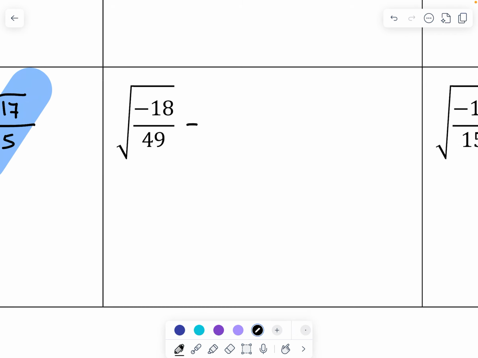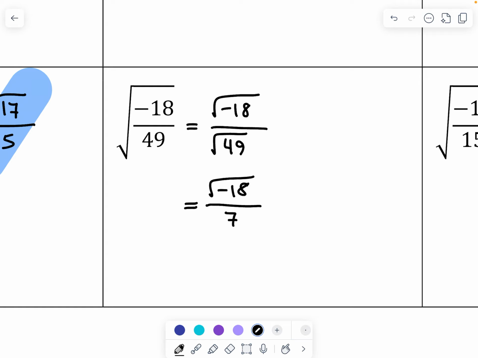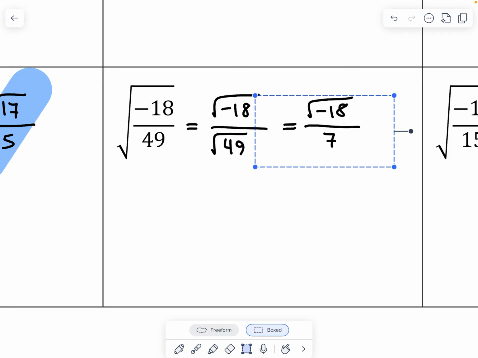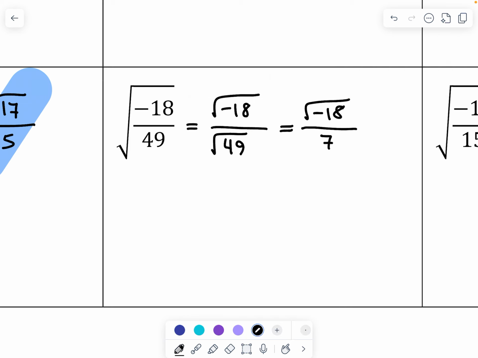Here we go. We have root -18 on the top, so split this up. Root -18 on the top, root 49 on the bottom. Now, root 49, that's a clean one. That is 7. All right, no tricks there. But we do want to simplify the root -18. So think which perfect square number goes into 18. That'll be 9. 9 goes into 18 twice, so 9 times 2.